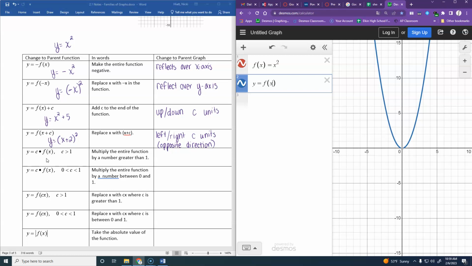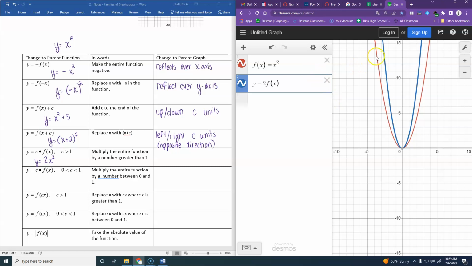Now let's look at what happens whenever we multiply. This is going to be a little bit different. So I've split this y equals c times f of x into 2 separate sections because we're going to see different things happen here. So this would be, for example, something like y equals here where my c is greater than 1. So it might be something like y equals 2 times x squared. Okay, not inside the parentheses, it's out front. 2 times x squared. So if I just put a 2 right here.